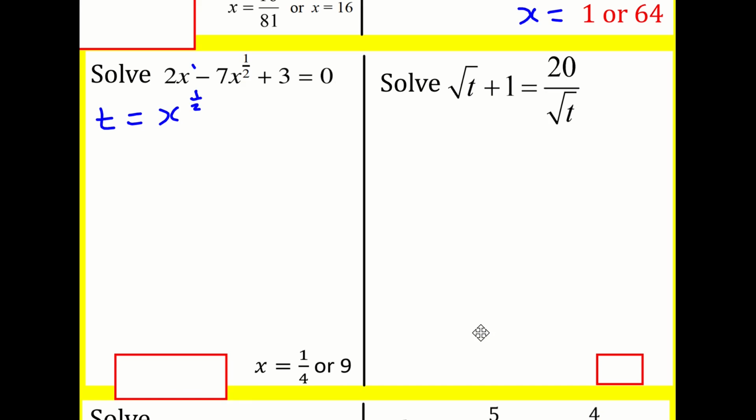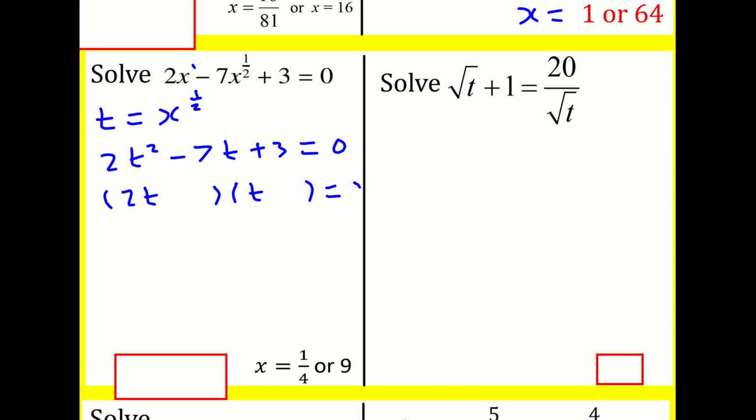Here's your answer. We're going to get 2t squared minus 7t plus 3 equals 0. For this to factorize, we need a 2t and a t. They've both got to be minus, so it's got to be minus 1 and minus 3. It's not going to work if I put a minus 1 here. I need the minus 3 there and the minus 1 there. So t is equal to a half or 3.